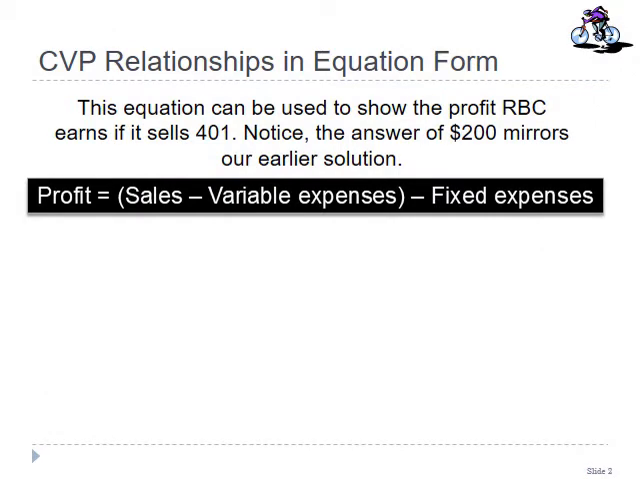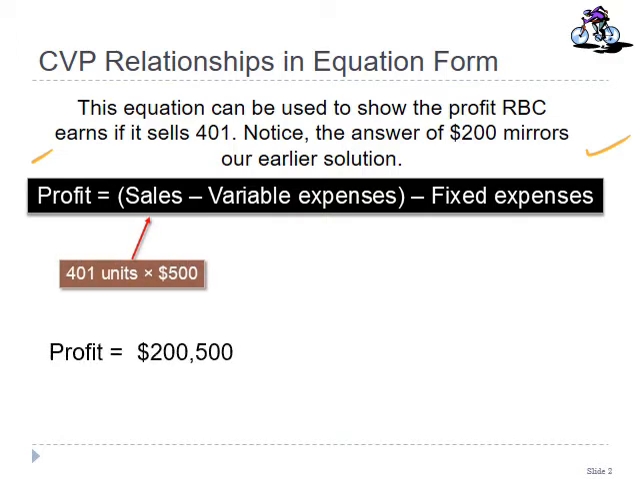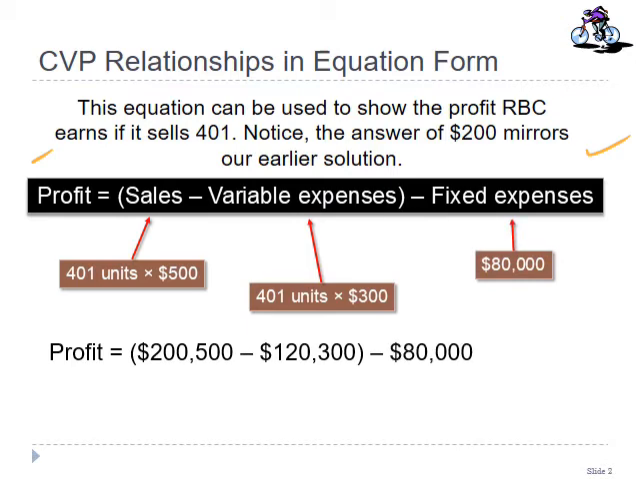So in order to find out whether this equation is okay or not, we have placed the equation here. So we know that 401 is our quantity sold. 200,500 is our sales, 120,300 is our variable cost, 80,000 is our fixed cost, and the answer is 200. So this proves that we can also convert that format into an equation.